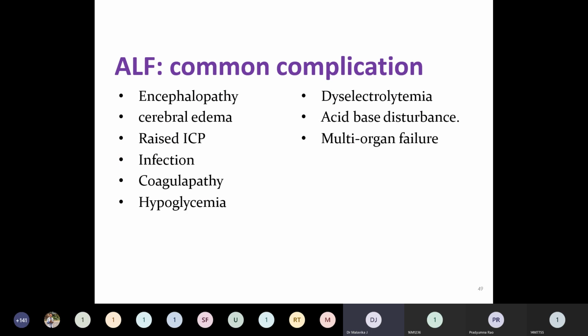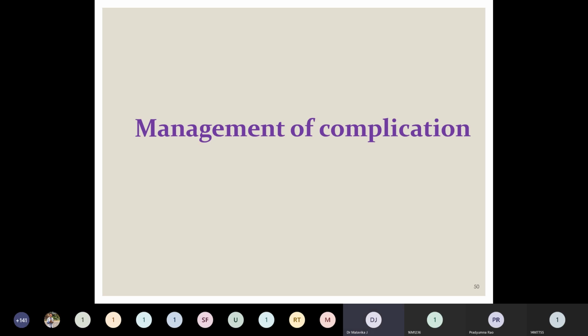So what are the commonest complications of acute liver failure? Encephalopathy, cerebral edema, raised ICP, infection, coagulopathy, hypoglycemia, dyselectrolytemia, acid-base disturbances, and finally multi-organ failure. So coming to management of the complications, the important complications I'll be dealing with.